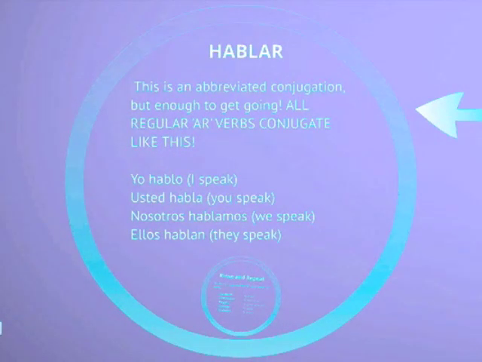Let's start with hablar, to talk. Again, this is an abbreviated conjugation, but it's enough to get going. There are people missing here, but with I and you and we and they, that's enough to get going. So why don't you repeat after me?